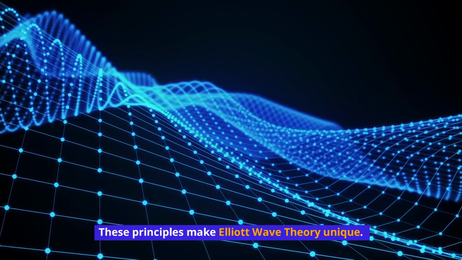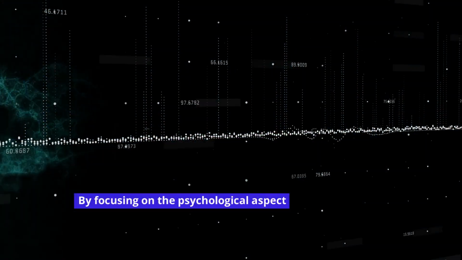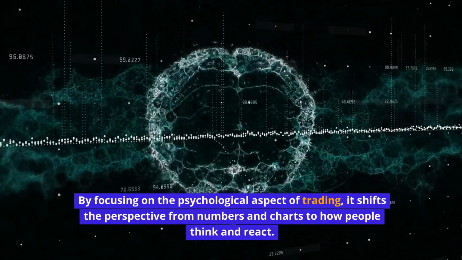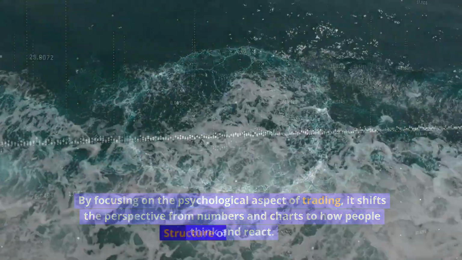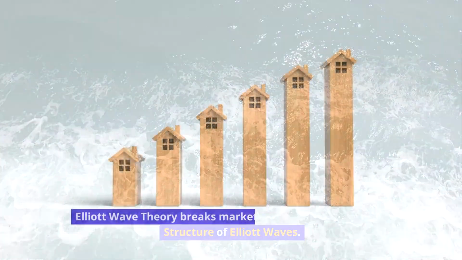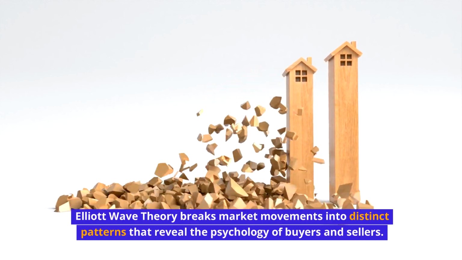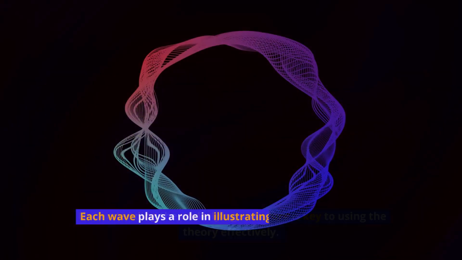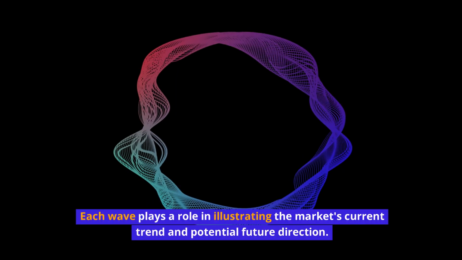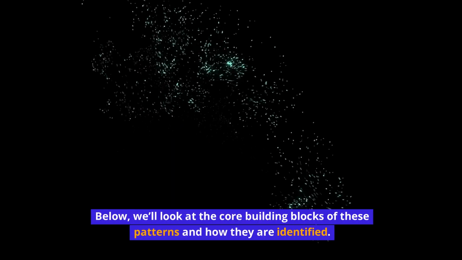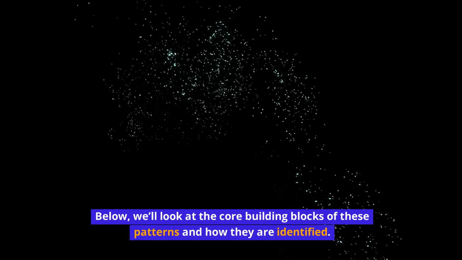These principles make Elliott Wave Theory unique. By focusing on the psychological aspect of trading, it shifts the perspective from numbers and charts to how people think and react. Structure of Elliott Waves. Elliott Wave Theory breaks market movements into distinct patterns that reveal the psychology of buyers and sellers. Understanding the underlying structure is key to using the theory effectively. Each wave plays a role in illustrating the market's current trend and potential future direction. Below, we'll look at the core building blocks of these patterns and how they are identified.